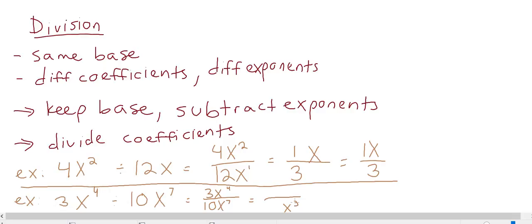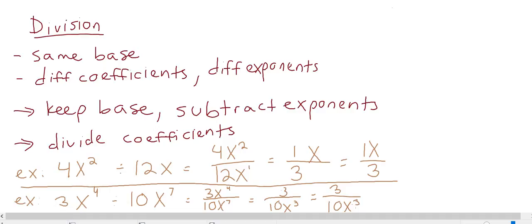Now we can divide the coefficients. 3 divided by 10. We could divide it on the calculator or in your head if you know that it's 0.3, but we could also just keep it as a fraction because the fraction can't be reduced anymore. We could just keep it as 3 over 10. So this becomes 3 over 10x cubed. And that's the answer to the question.